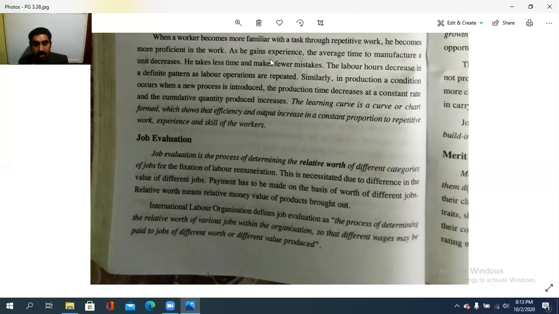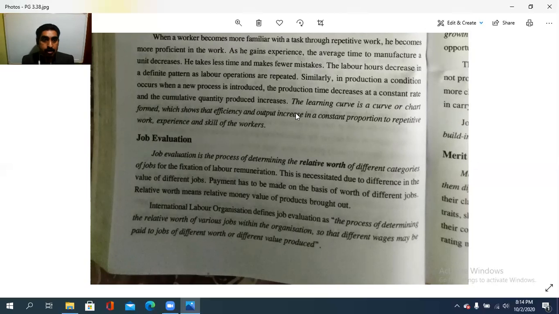Therefore, ILO defines job evaluation as the process of determining the relative worth of various jobs within the organization so that different wages may be paid to jobs of different worth or different value produced. Different jobs have different worth, different value. Evaluating each job based on the performance by each worker, that is job evaluation. The process of determining the relative value of different categories of jobs.